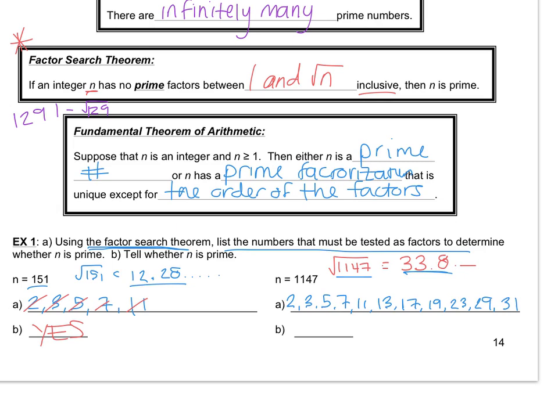Okay, so if you took the time to do that, you would have gone through one at a time, and it looks like none of these are going to be factors of 1147 until you get to the last one, 31. So you end up finding that 1147 is in fact divisible by 31 because it's 31 times 37. So no, 1147 is not prime. So again, this is using the factor search theorem, which is a pretty cool, shorter way to figure out without testing a million different numbers if a number is prime or not.